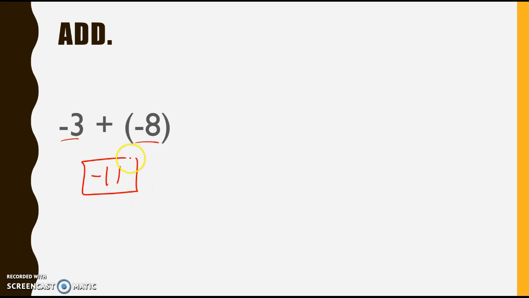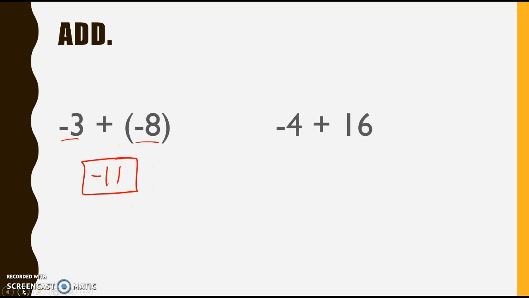Our next problems are just simple addition problems. We make sure we follow our rules for addition. So our first one, since these have the same sign, this -3 and -8 have the same sign, our rule says to add the values, 8 plus 3, which is 11, and then use that same sign. So our answer is just -11.